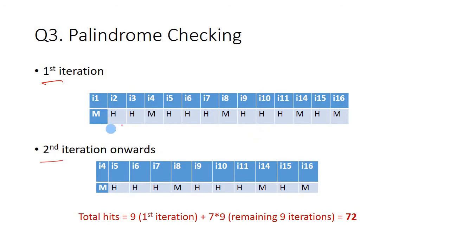So if I count the number of hits, you can see that I have a total of 9 hits for the first iteration, and subsequently 7 hits for the remaining iterations. Total of 72 hits. So that is how your instruction cache actually helps to improve the performance of this piece of code over here.